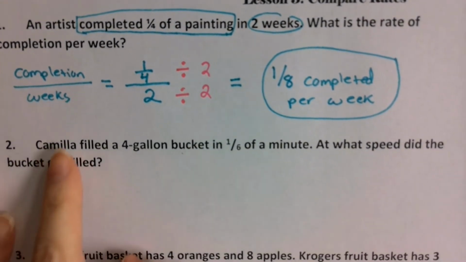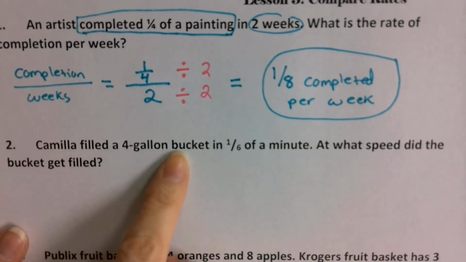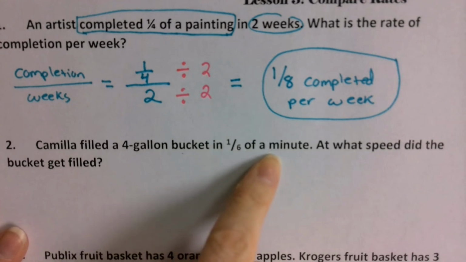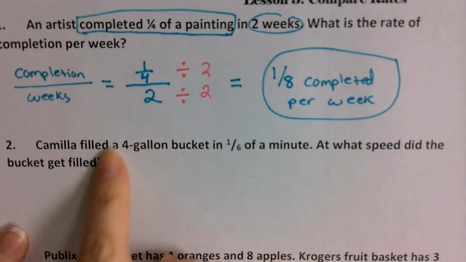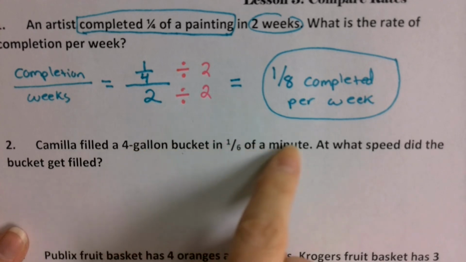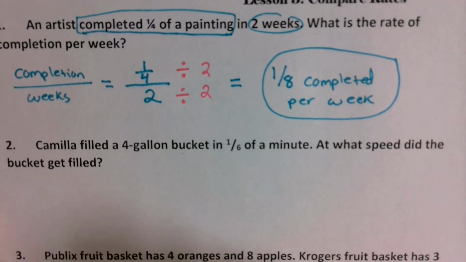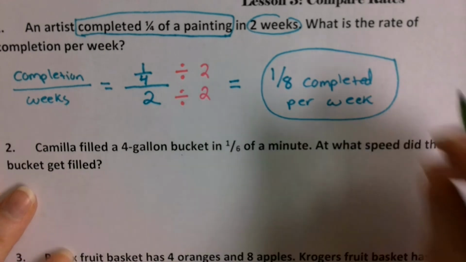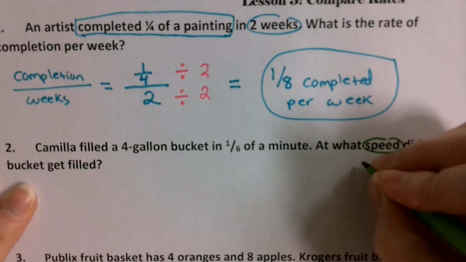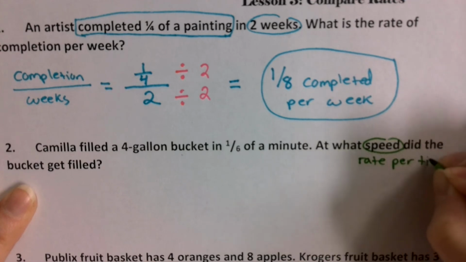Okay, let's take a look at number 2. Camila filled a 4-gallon bucket in 1/6 of a minute. So this is how much she filled, right? This is the amount filled in the bucket. This is the amount of time. So we want the speed that the bucket was filled. Now speed is a rate per time. You need to write that down. Speed is a rate per time.